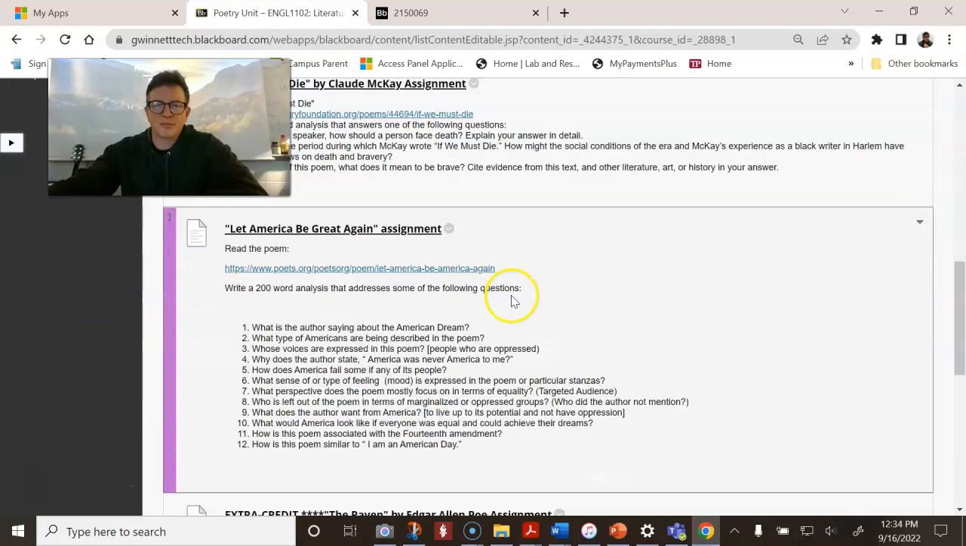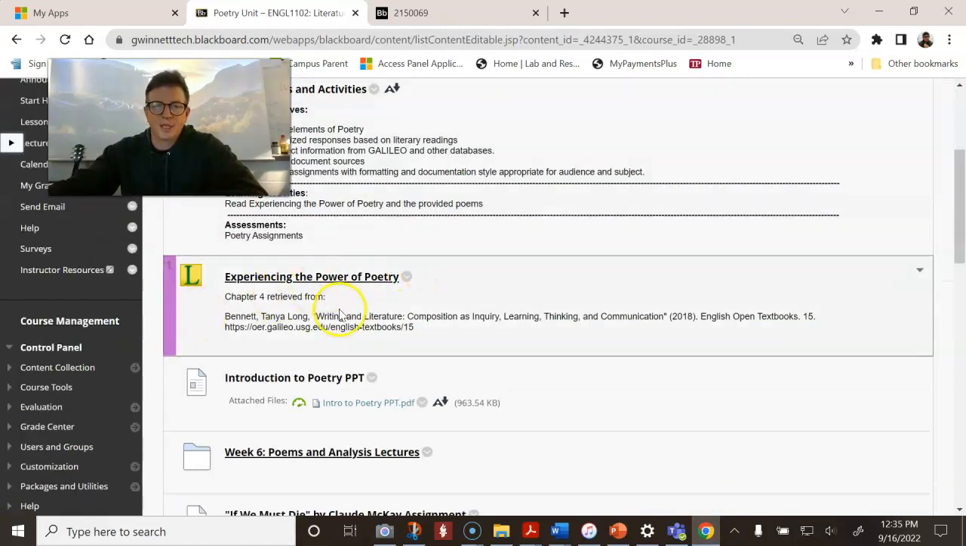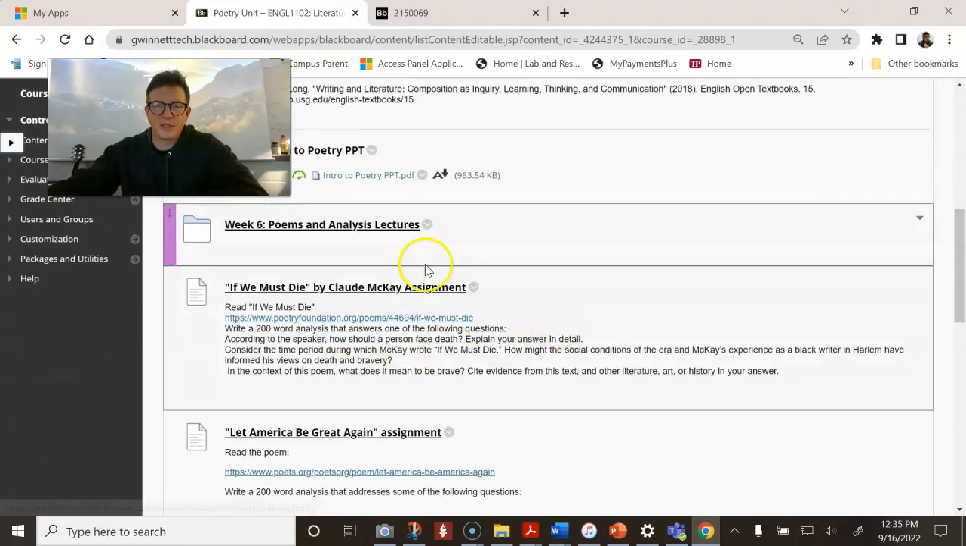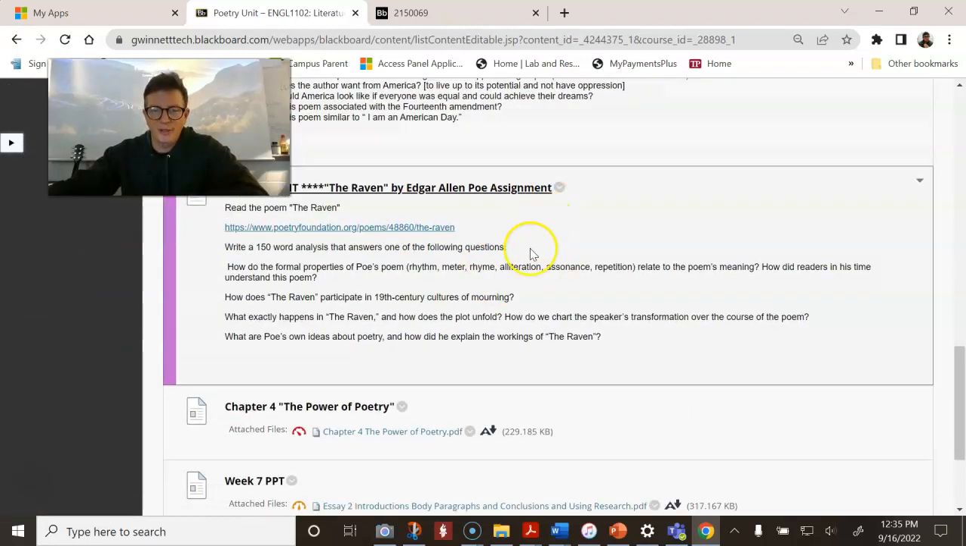Here's the course. All this is under the poetry unit. Week 6 poems and analysis lectures. There it is. And then here are the assignments. And there's extra credit.